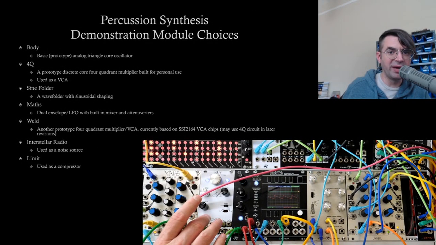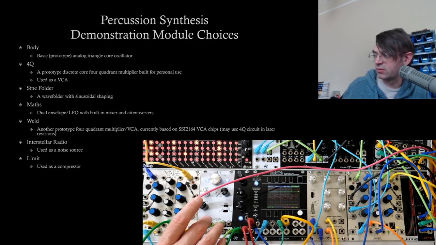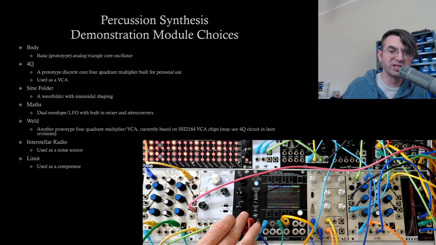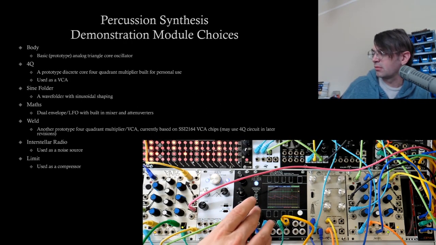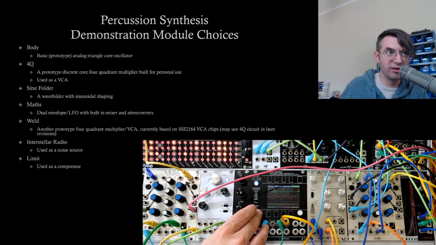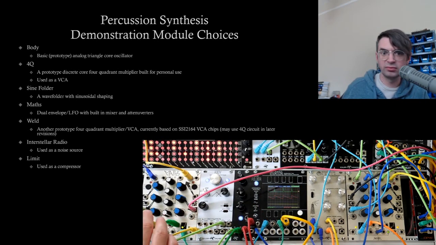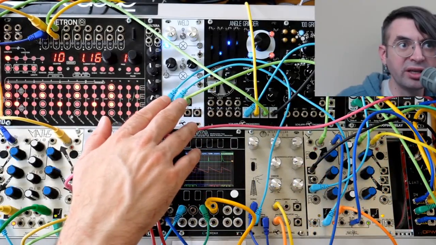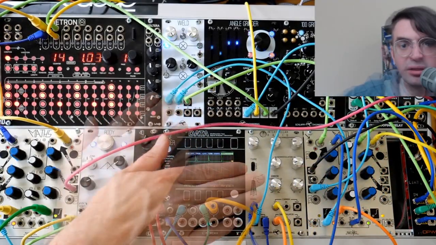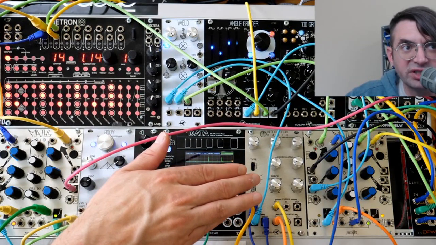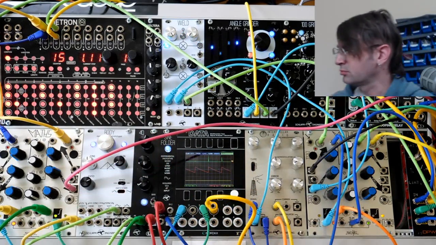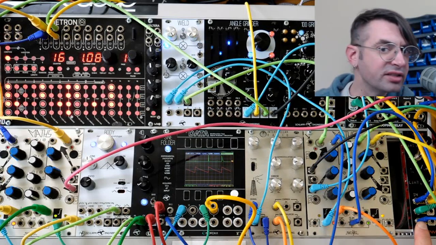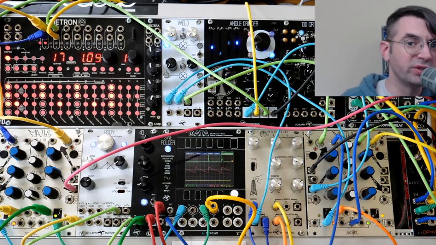The body, a basic triangle core VCO, 4Q used as a VCA, sine folder, a sinusoidal wave folder, maths, used as a dual envelope with mixer in this case, weld, which is a dual VCA, interstellar radio used as a noise source, and the DPW limit used as a compressor.